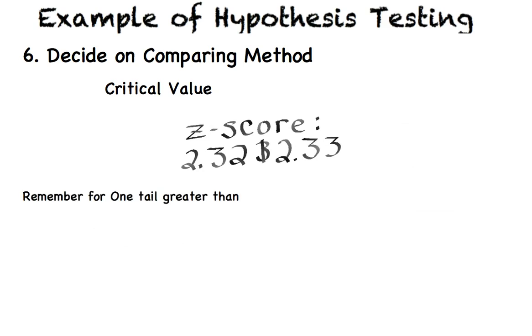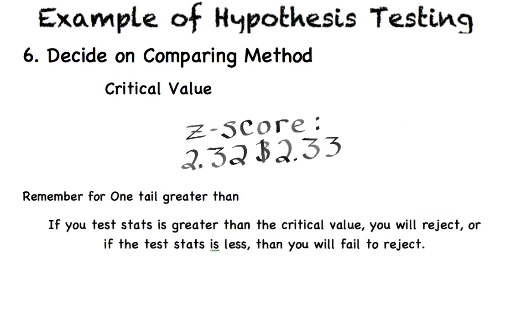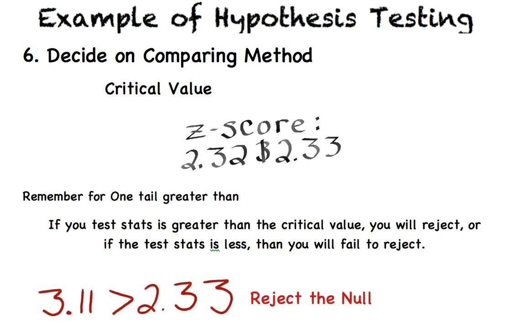Remember, for one tail greater than, if the test statistic is greater than the critical value, we will reject, or if the test statistic is less than the critical value, then we will fail to reject. So, for the test statistic, we got 3.11 and that is greater than 2.33. So we will reject the null. They both match. Yahoo! Correct.